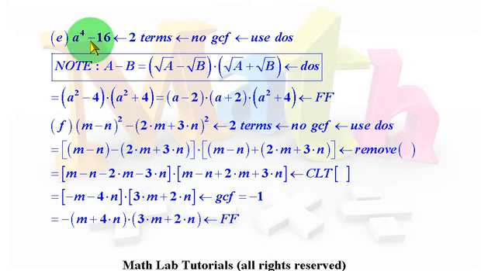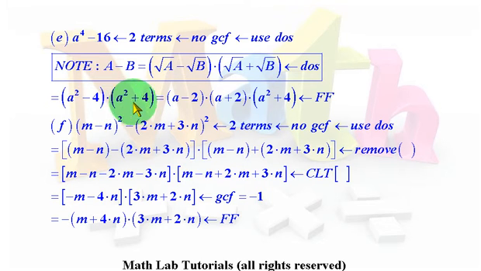Okay, we identify this as the form a minus b, and we're going to do the square root of a here. The square root of a to the power 4, just divide the exponent by 2, you get a squared. And then the square root of 16, you get 4. And then you copy this down twice. You copy a squared, 4, and minus, plus, and that'll be the factored form for the time being.